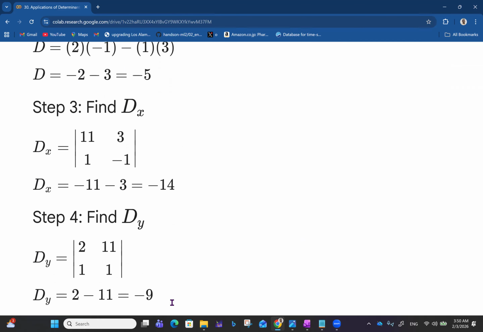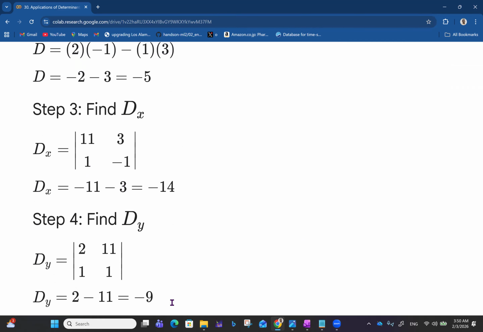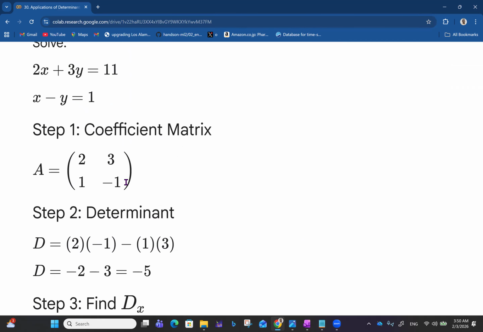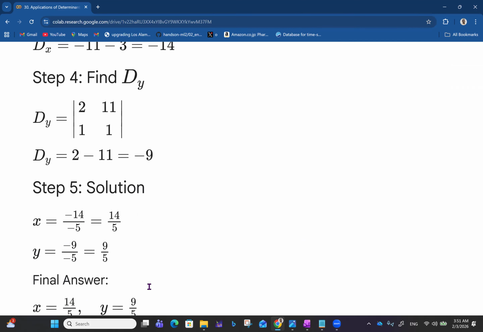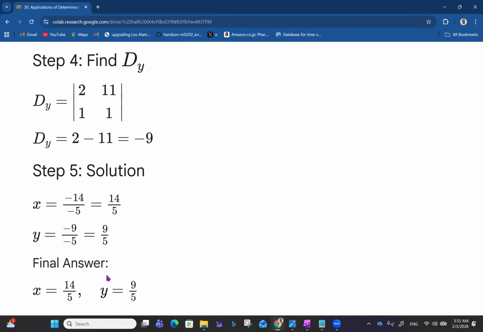Okay. So for step 4, you find dy. Again, you maintain 2, 1 here. But since these are the coefficients of y, you replace them with the answers on the right hand side, 11, 1. So for dy, you have 2, 1, 11, 1. So dy is now 2 times 1 minus 1 times 11. That's minus 9. So overall, for step 5, you now put the solutions together. x is dx over d, that's minus 14 over minus 5, which is 14 over 5. And y is dy over d, that's minus 9 over minus 5, which is 9 over 5.